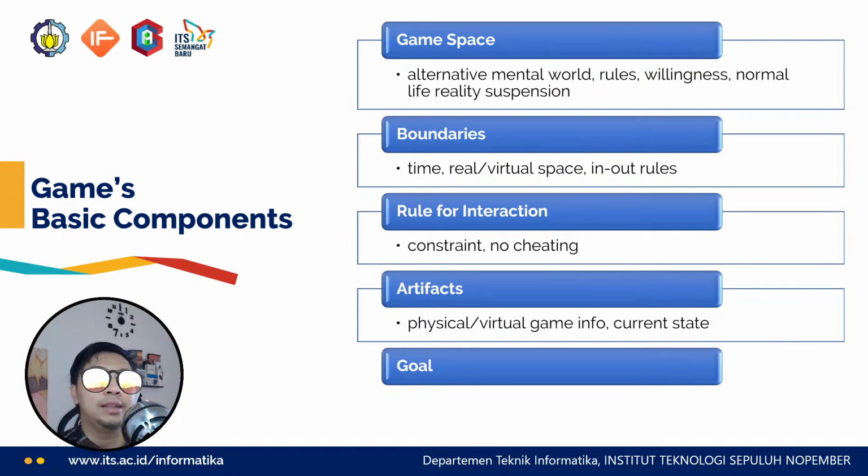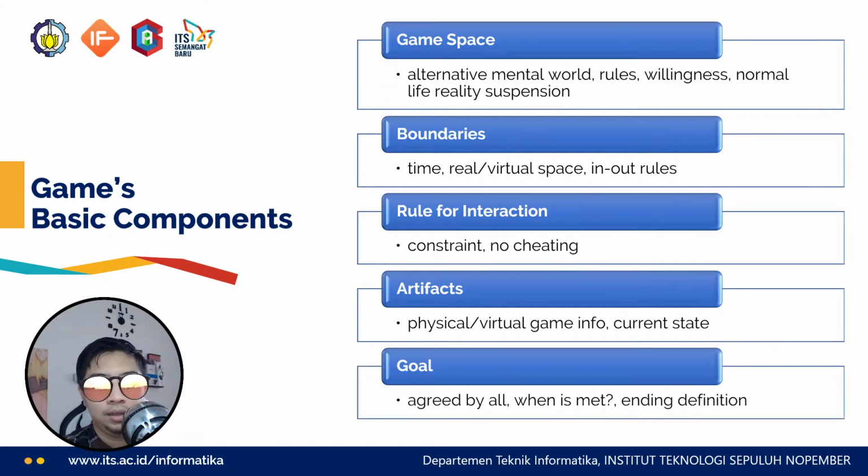Sometimes the end state is defined by time. Sometimes it's defined by score. So it depends. For the previous slides' game, hitting the tree with the ball, the goal is met by the score. When the player hits the tree with the ball, the first player to score 5 determines the end of the game. So that is the goal. It should be agreed by all, and we need to understand when the situation is met, whether it's a time constraint, score constraint or goal constraint. We also need to have the definition of the ending of the game. This is very important. Okay, these are the 5 basic components of a game.